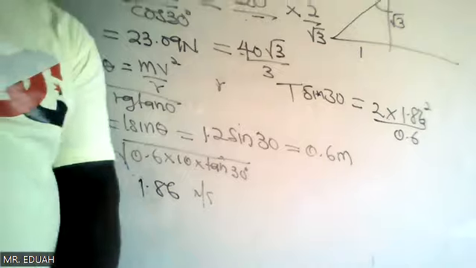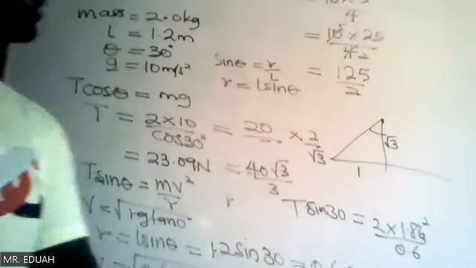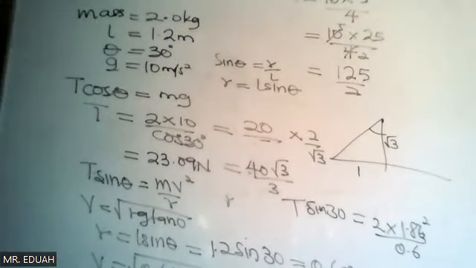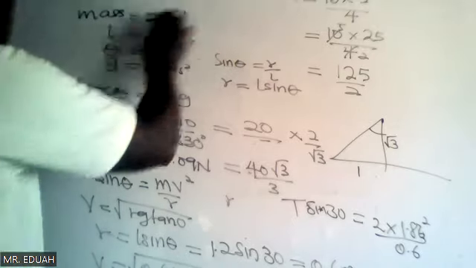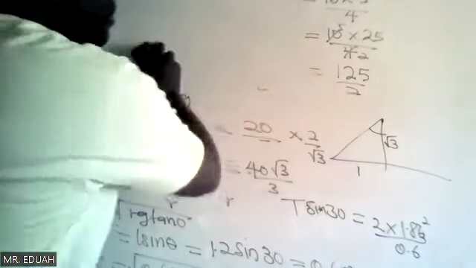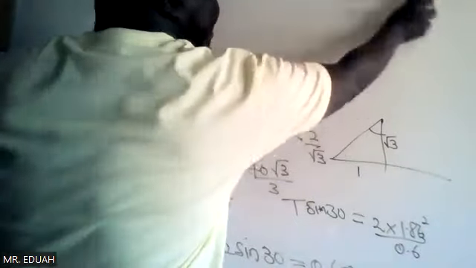Are we okay? So you can use any of these methods to find the tension. So simple. Banking of roads.